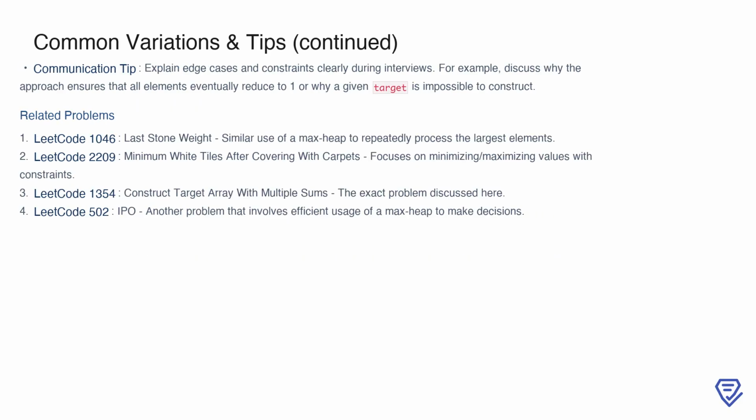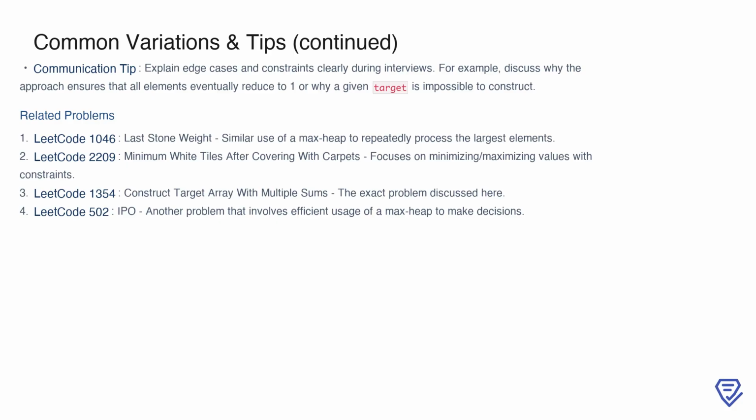When discussing this problem in an interview, it's important to clearly explain how your approach handles edge cases and constraints. For example, you should be able to articulate why your solution ensures that all elements eventually reduce to 1, or why certain target arrays are impossible to construct. This kind of clarity demonstrates a deep understanding of the problem.